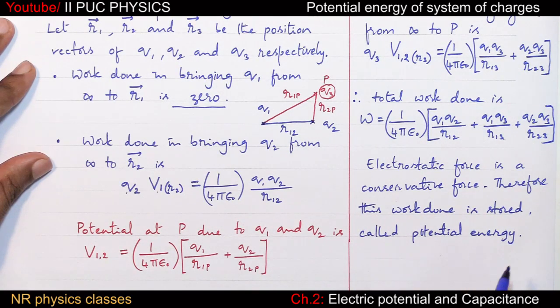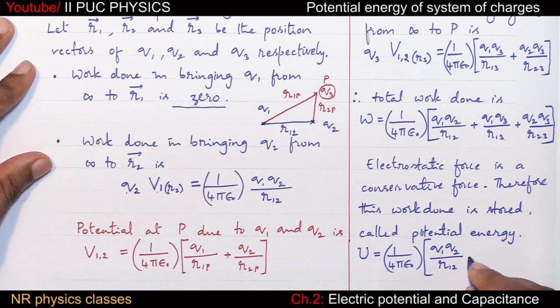This energy is called potential energy. Therefore, the expression for potential energy of 3 point charges is 1 by 4 pi epsilon naught, Q1 Q2 by R12, distance between Q1 and Q2, plus Q2 Q3 by R23, plus Q3 Q1 by R13.